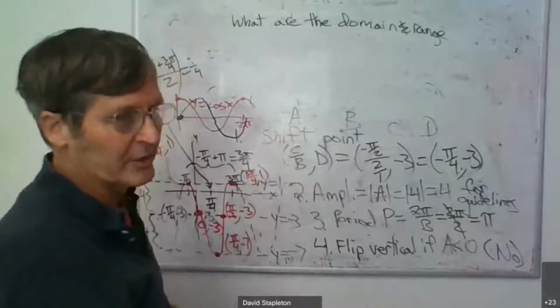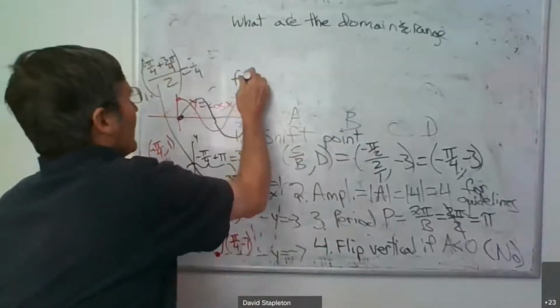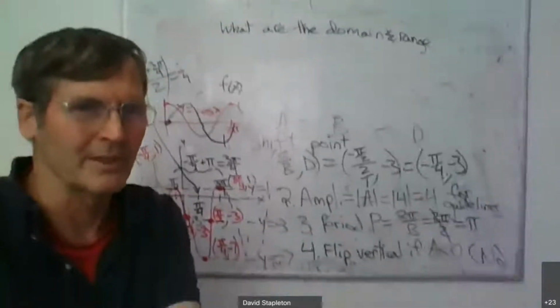The domain just means all x values for which it's defined. Like if I write f of x... Can you move the camera up a little bit? Yeah, that's right. I forgot to move it back. Thank you. Something like that. I've got such a small picture.